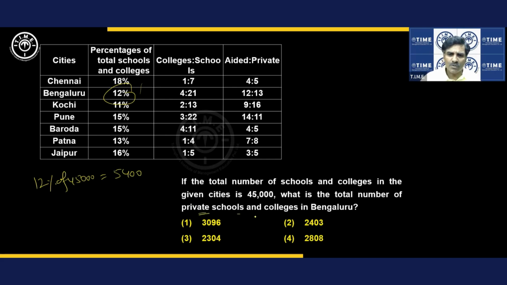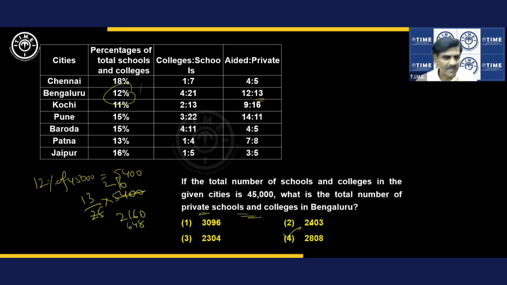Out of that, we are interested in private schools and colleges. Private schools and colleges have a 13% share. Out of 13 plus 12, 25 parts in 5,400. 25 twos are 50, or else 25 16s is basically 400. So 216 into 13. 216 into 10 will be 2160. 216 3s is 648. Adding them up, it will be 2808.